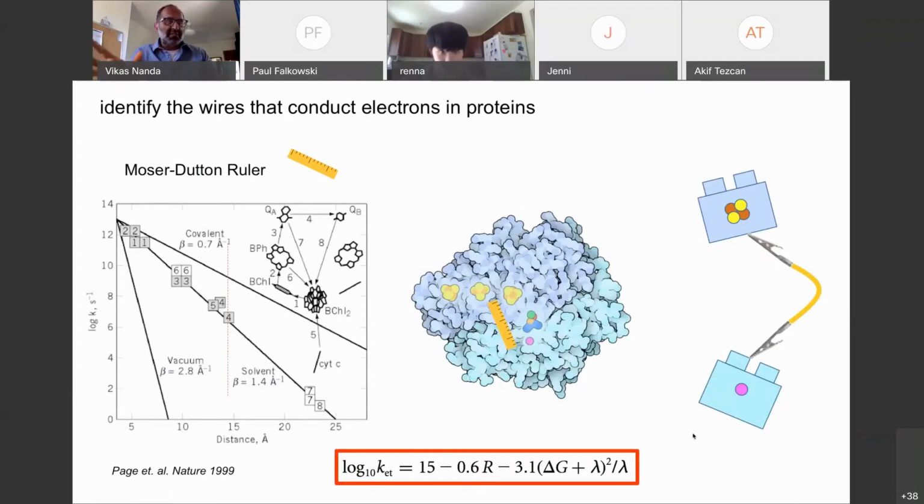We were previously funded to actually build electron transfer proteins out of these pieces. And so in addition to identifying what the individual pieces were, we also wanted to understand how are they connected together? How are they assembled into circuits inside of these proteins?